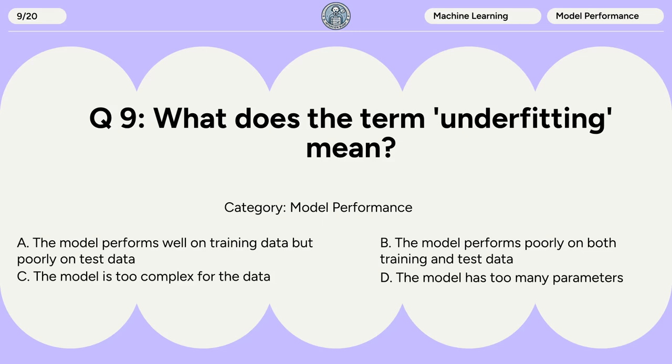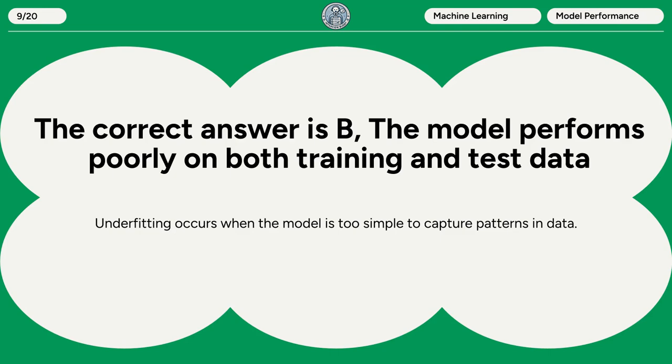Question 9. What does the term underfitting mean? A. The model performs well on training data but poorly on test data. B. The model performs poorly on both training and test data. C. The model is too complex for the data. D. The model has too many parameters. The correct answer is B. The model performs poorly on both training and test data. Underfitting occurs when the model is too simple to capture patterns in data.